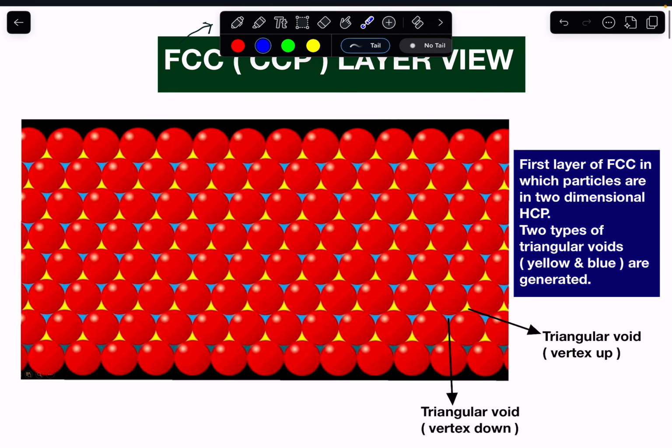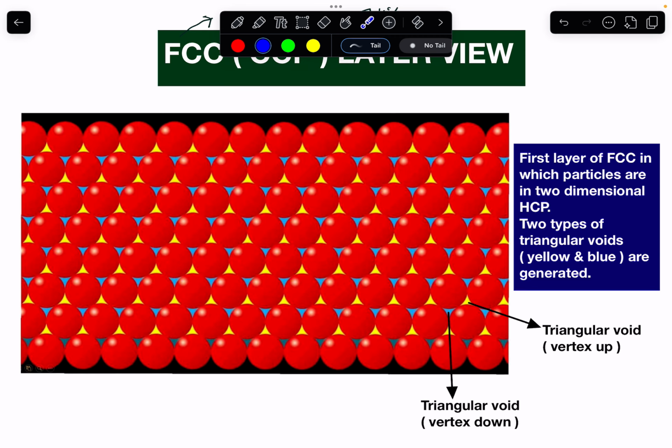There are basically two examples, one is copper and silver. These two metals crystallize in a FCC structure. So during this discussion you can assume these atoms may be either copper metals or silver metals. So first let us take the particles of a first layer.